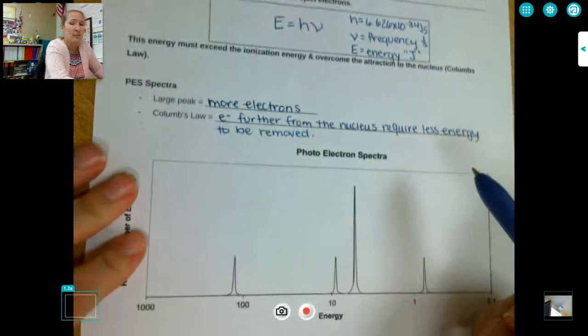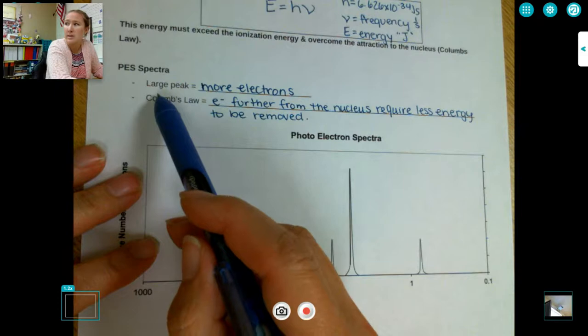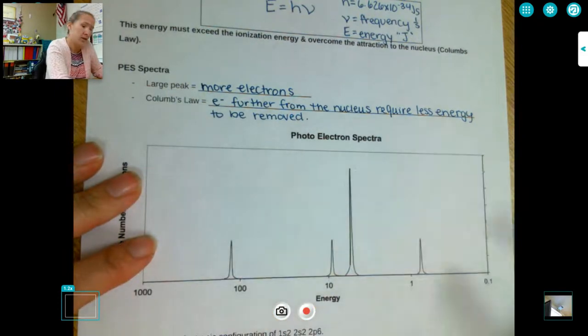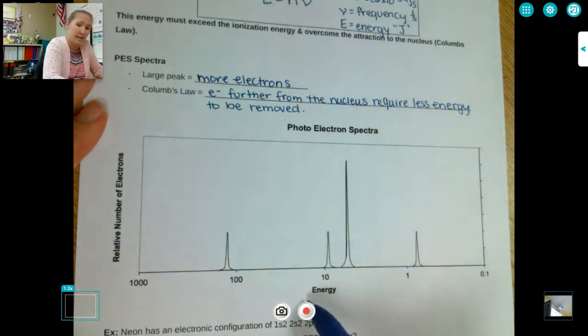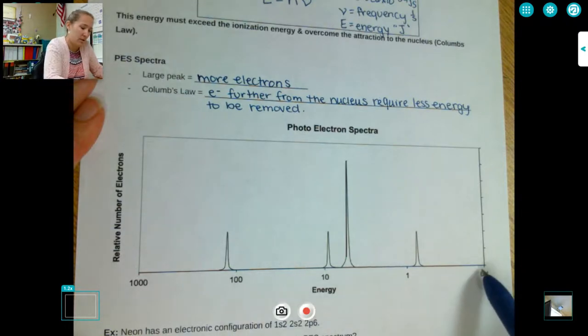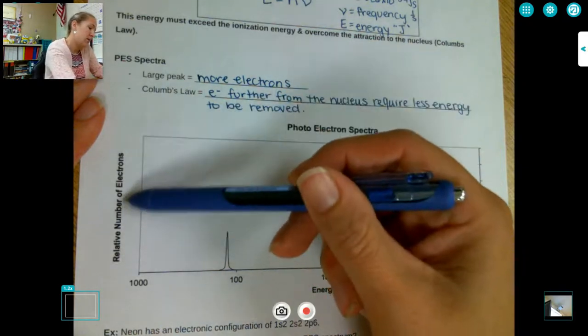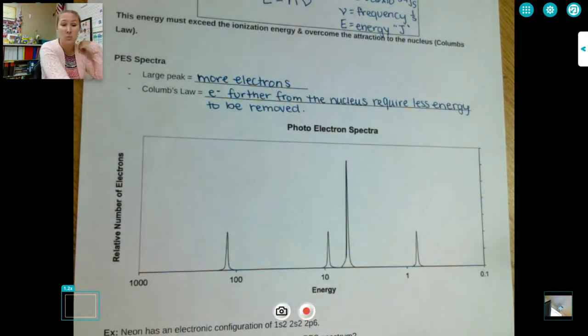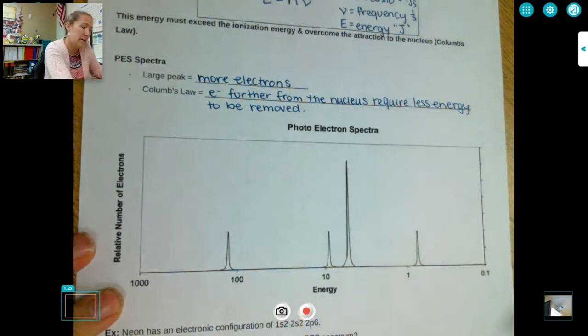When we're reading a PES spectra, okay, that's plural for a spectrum, we are going to notice that we have large peaks, and we can see that here. These are each peaks, okay? This is energy along the bottom, and notice that it's backwards, okay? My smallest numbers on the right, my biggest numbers on the left. And then my y-axis is the relative number of electrons. Notice that it's relative. So that means that they are proportional to each other. Okay. So the taller my peak is, the more electrons I have present.